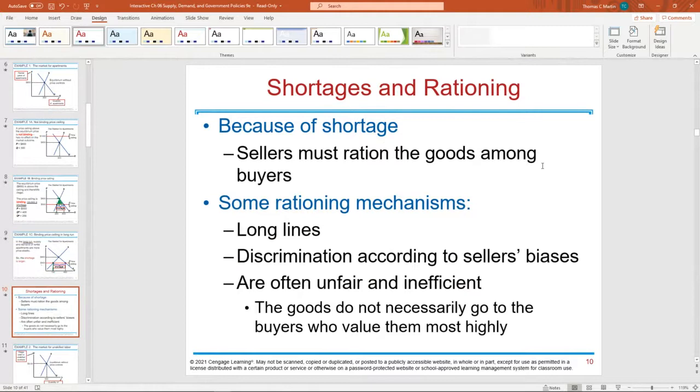Because of the shortage, sellers must ration goods among buyers unless somebody else comes in and produces housing in that marketplace or whatever product it may be. And we can look at rationing, which will create long lines or queues. We see that in healthcare and some of the nationalized healthcare systems. The only way they can maintain lower costs is to ration the goods. And they have long queues waiting for care.